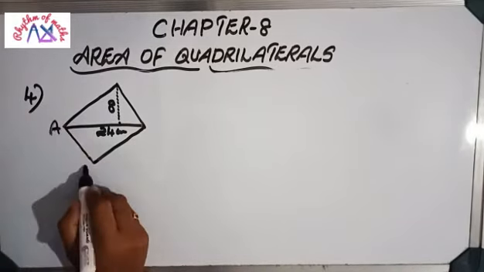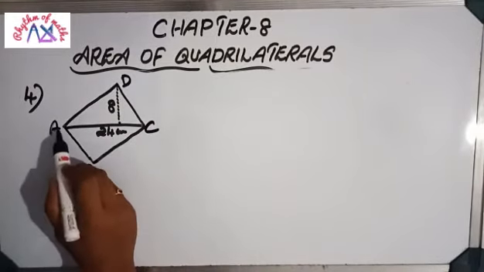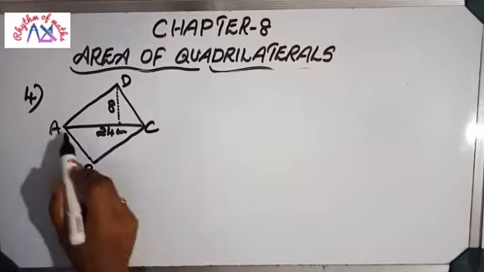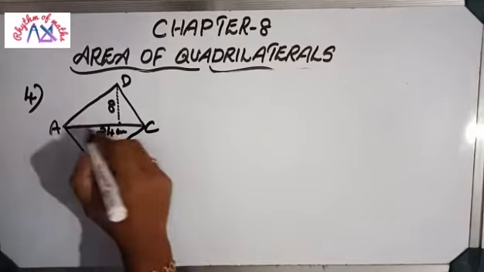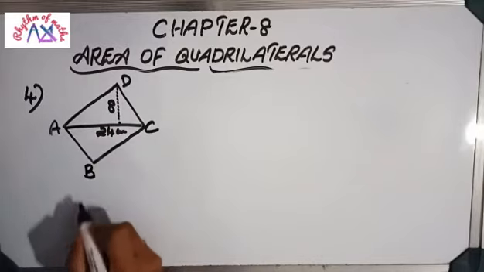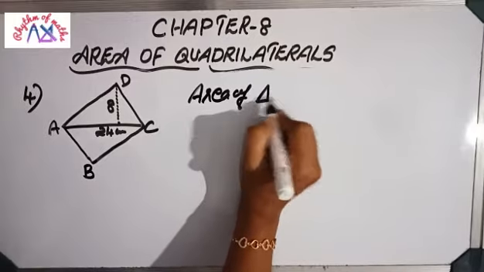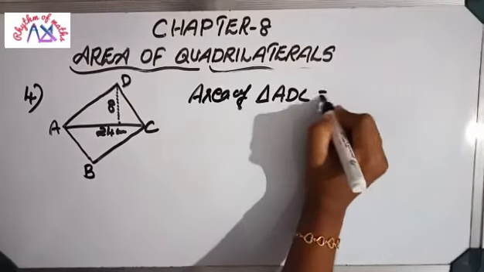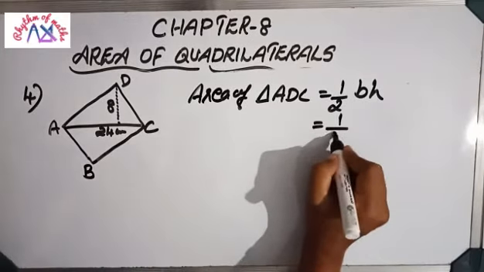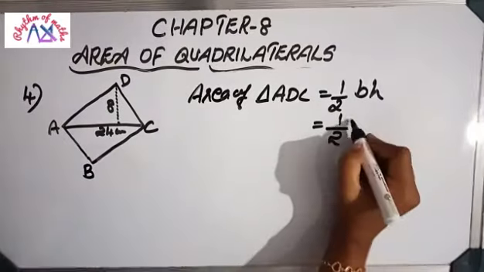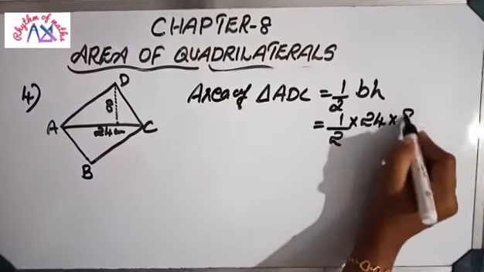That means A, B, C, D. This parallelogram can be divided into the first triangle ADC and the second triangle ABC. These two triangles will have the same area. So base and height are there, so we can find the area of triangle ADC. The equation is half into B into H. So here base is given 24. So half into 24 into height, which is given as 8.